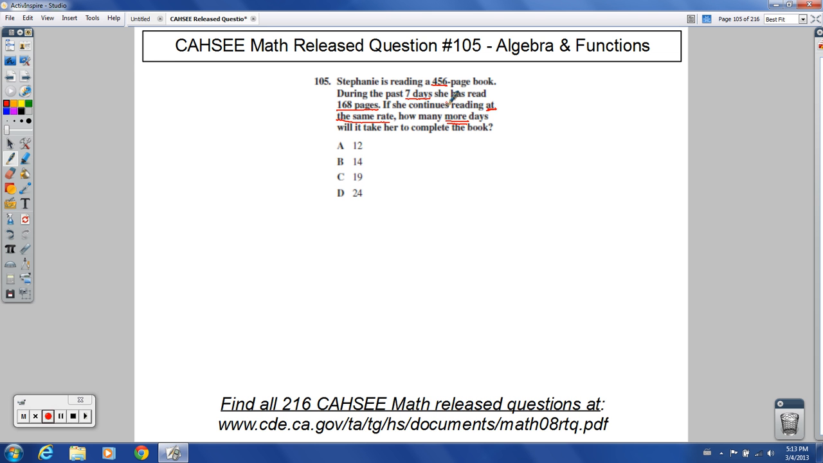You can set up a proportion actually and solve that proportion, but I think this is probably the easier way to go about this. So this is 456 minus 168. If we do that, no calculators allowed, so we're going to do this the long way. We'd have 16, you have 8 there, carry there or borrow from there, you have a 3, and that becomes a 14. This would be another 8, so 288 more pages to read.